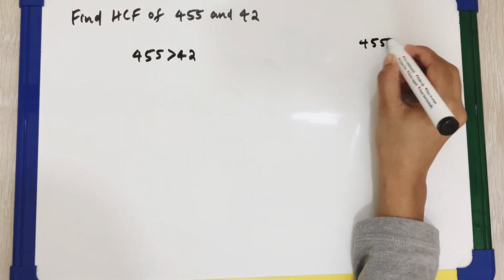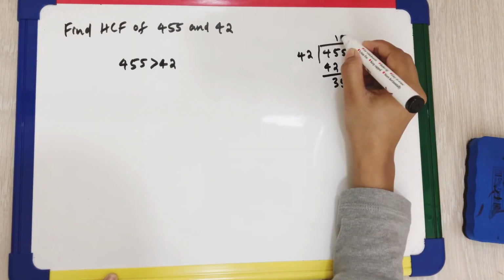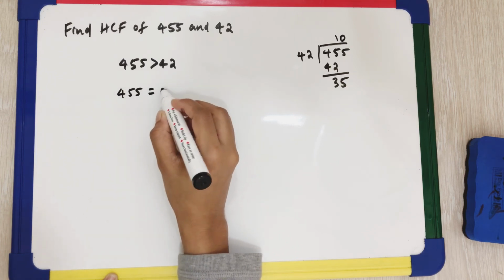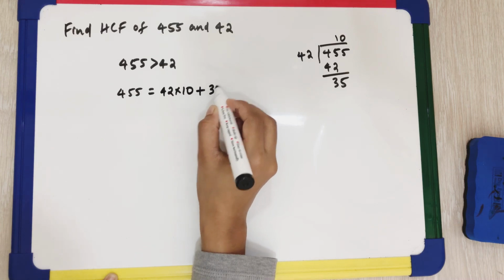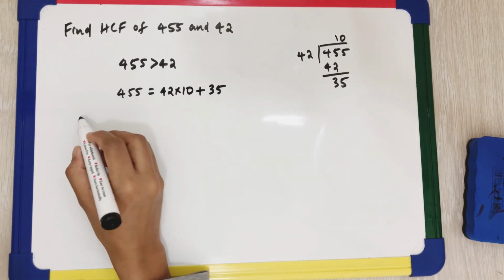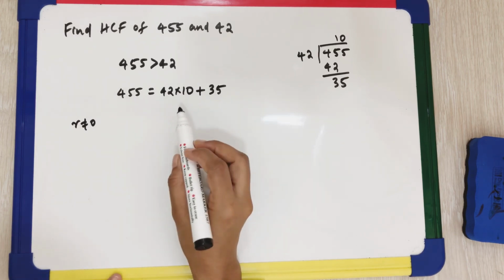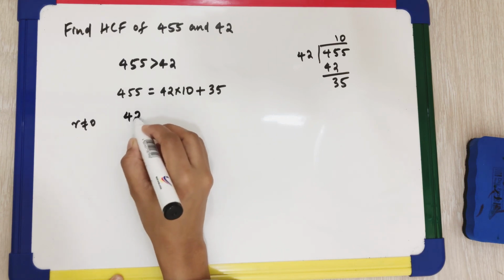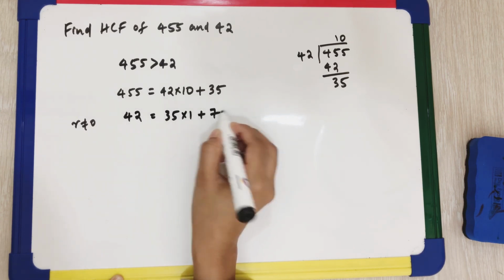See, 455 divided by 42, we get 455 is equal to 42 into 10 plus the remainder 35. Here, since the remainder is non-zero, we can apply Euclid's lemma to 42 and 35. Then we get 42 is equal to 35 into 1 plus 7.